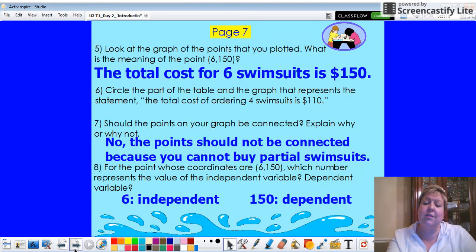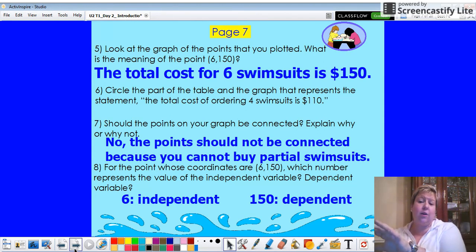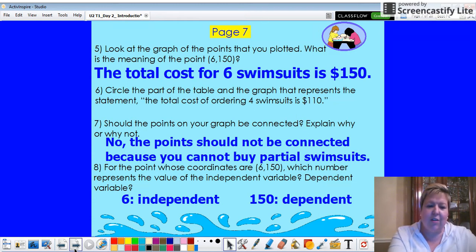Those last three questions that we never made it to yesterday: what does the (6, 150) actually represent? It means the total cost for 6 swimsuits. Remember, 6 was the independent variable, that X of your X and Y coordinate. 6 represents 6 swimsuits, and the Y coordinate was the cost, so it is $150. Number 7, I've talked about that a lot. You can go ahead and read it.